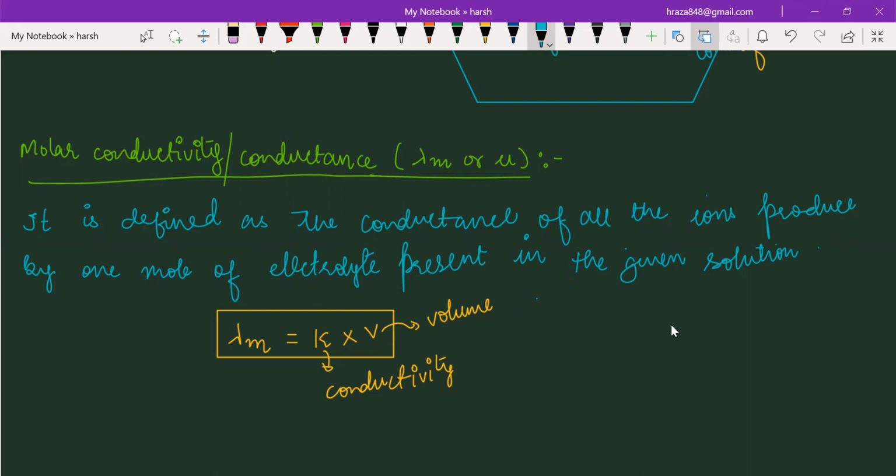Are you getting my point? Yes, sir. So if you increase the volume, the particles will go far away from each other. Just suppose this is the container, and the particles are this much distance apart. If you increase the volume of the container, the particles will be far away from each other or not? Yes. So if the particles are far away from each other, that means the force of attraction decreases.